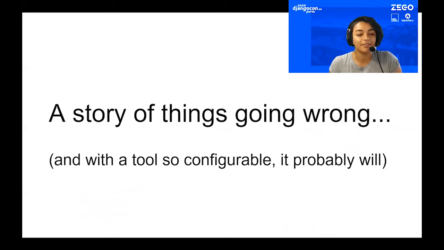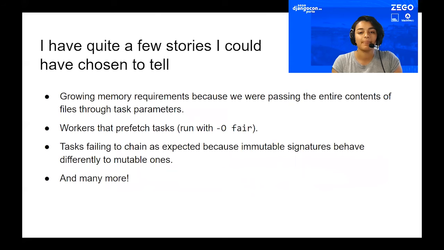So now it's time for a story of how things go wrong. And with a tool so configurable, it probably will. There are quite a few stories that I could have chosen to tell. For example, we had problems with growing memory requirements in Redis because I was passing the entire contents of a file through the task parameters because I was treating tasks as if they were regular functions. I didn't realize that the function parameters were being serialized and stored in Redis as well.